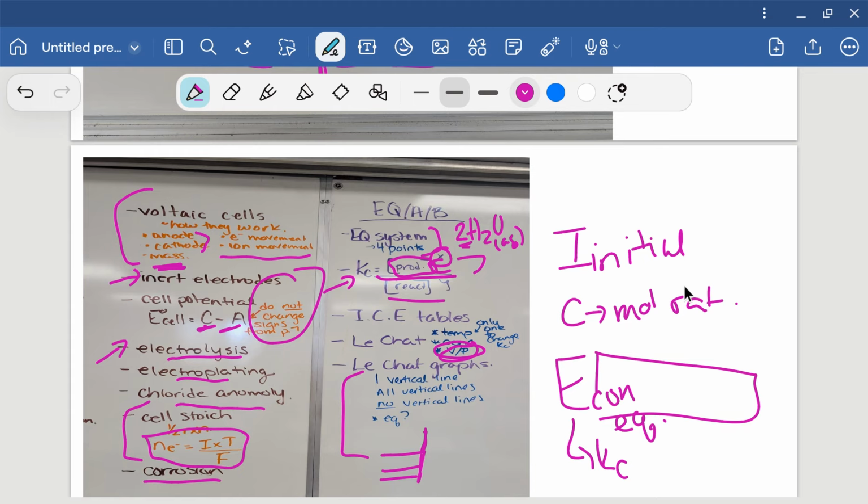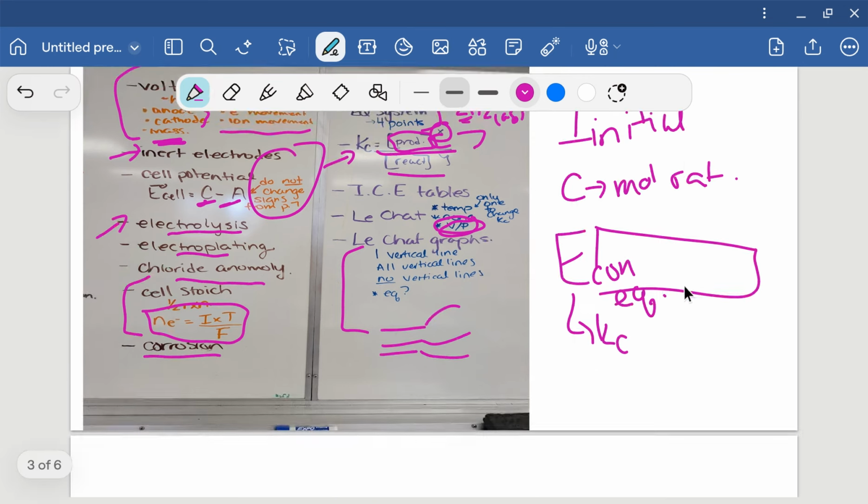And then lastly, if you don't have any vertical lines, so you have just a gradual change happening, then that's a temperature change, because we can't just magically change your system in terms of degrees. We have to gradually increase it or gradually decrease it. So those are our lines.